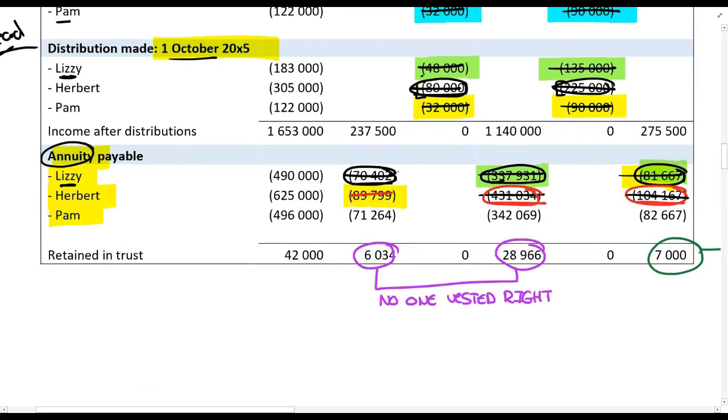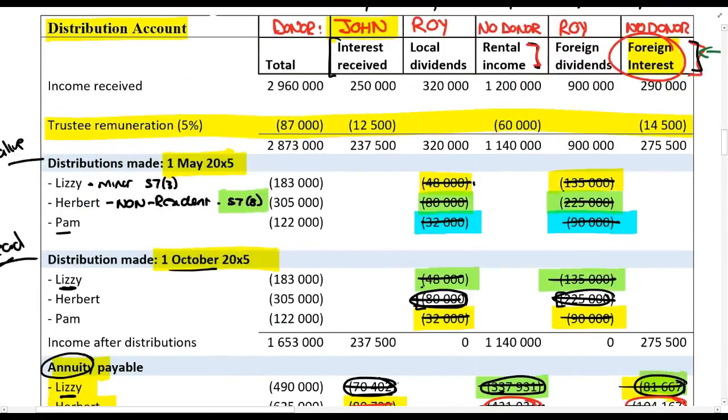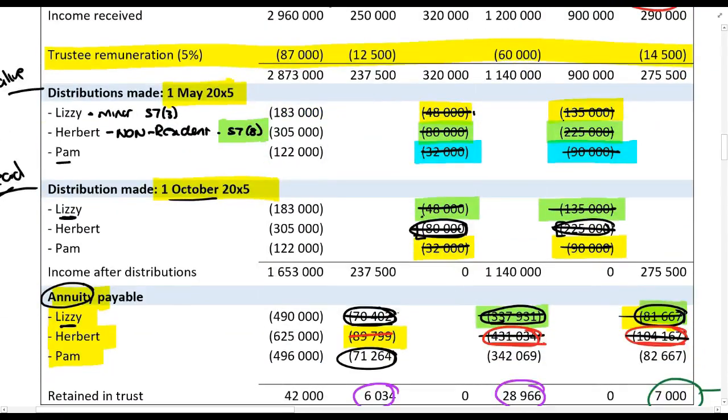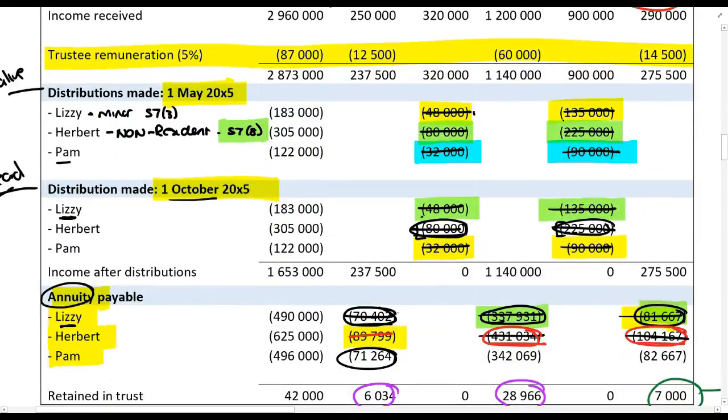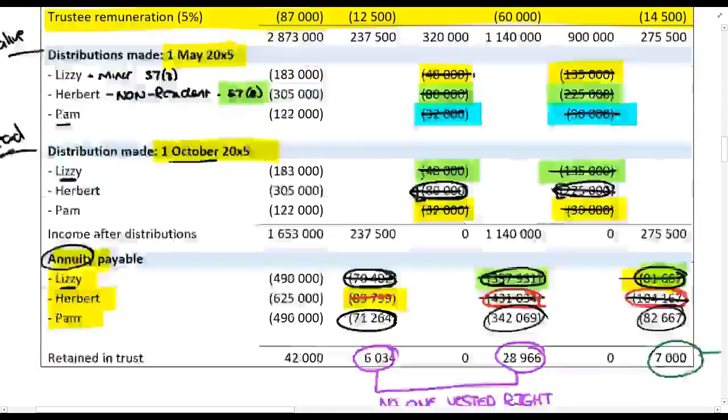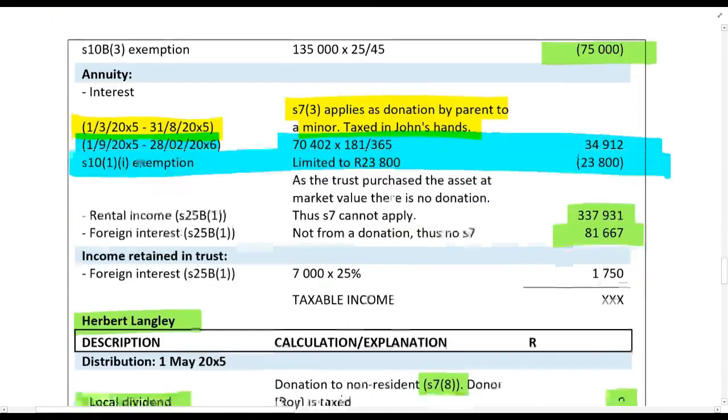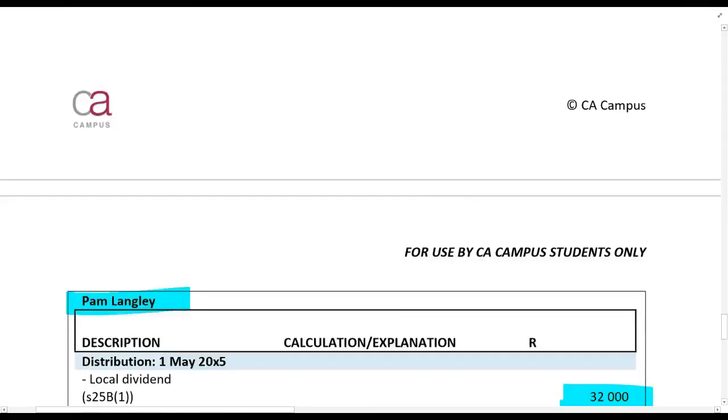Then we have Pam. For the interest, was there a donation, is the donor alive? Yes. Does any of the section 7s apply? No. So who should be taxed on it? Pam. The 342,069 and 82,667, was there a donation, is the donor alive? No. Who should be taxed on it? Pam. So just for all of those ones, you'll see Pam gets taxed.